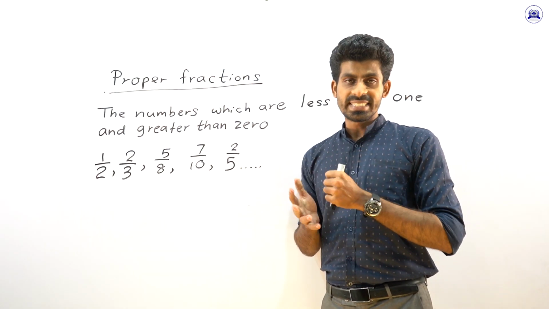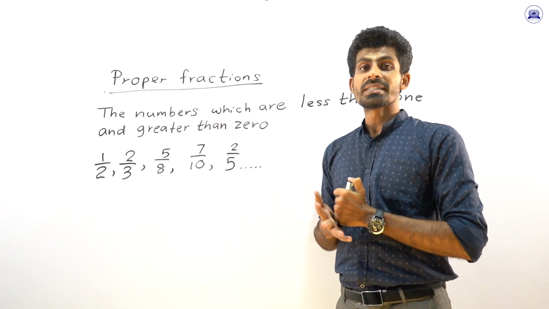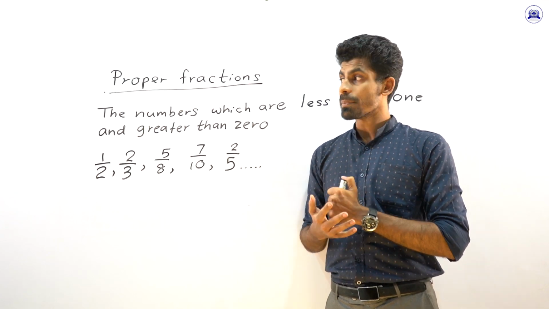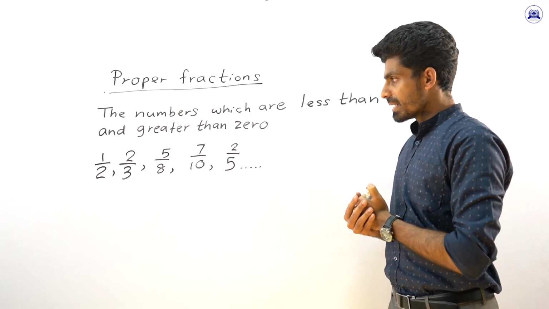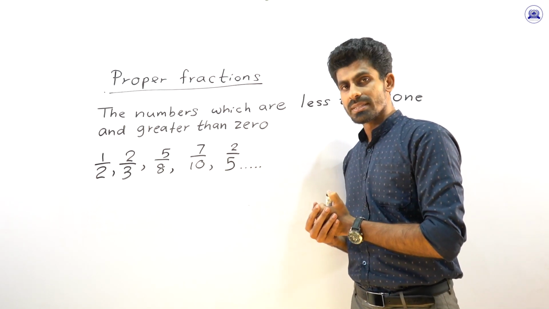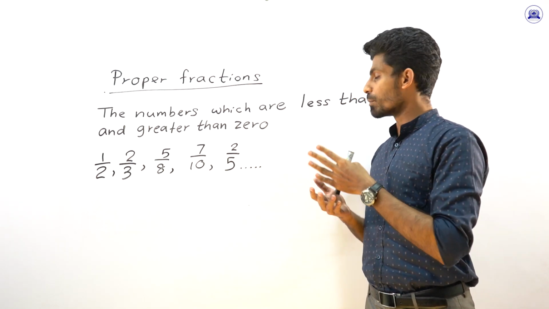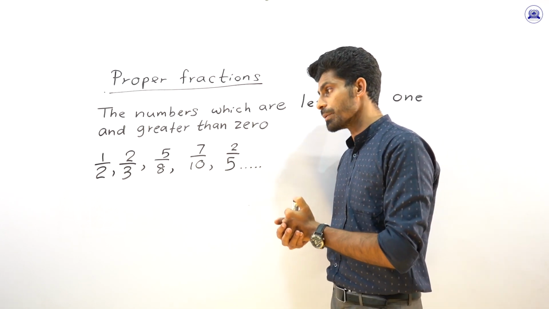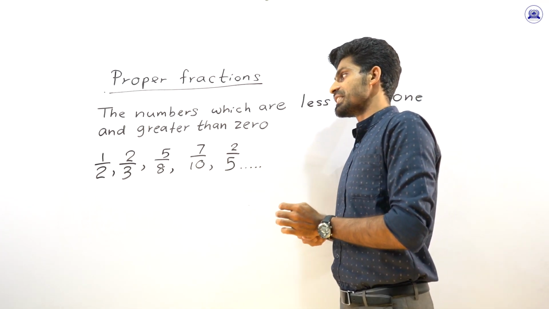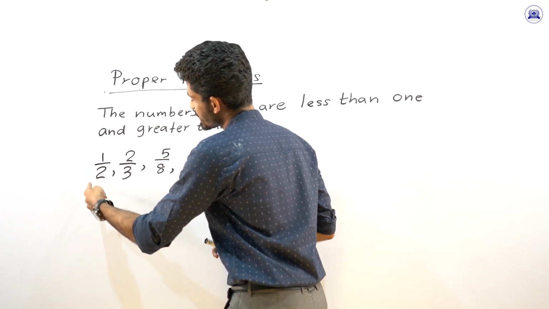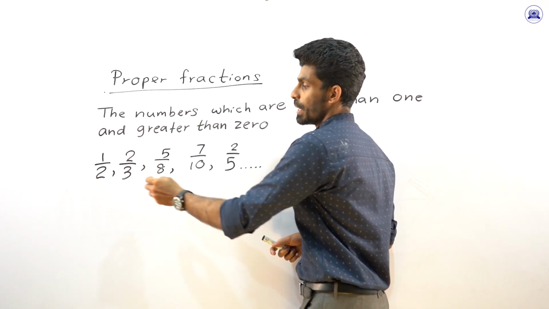Right, the next step is that we are going to learn about what a proper fraction is. Proper fractions are numbers which are less than 1 and greater than 0. So what are the proper fractions? I have mentioned some examples regarding that.